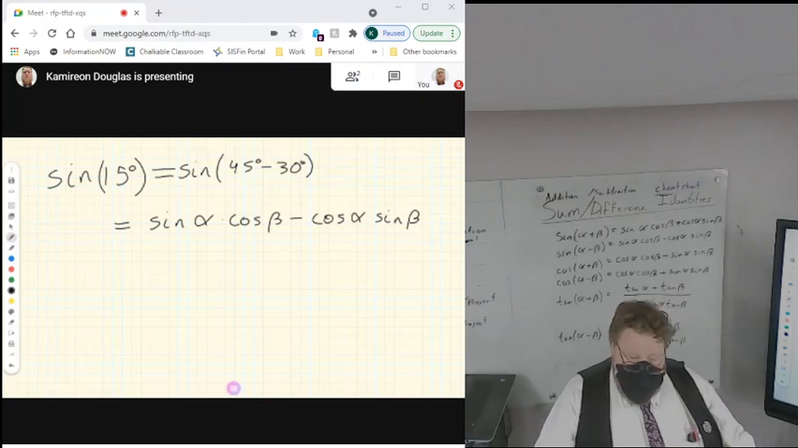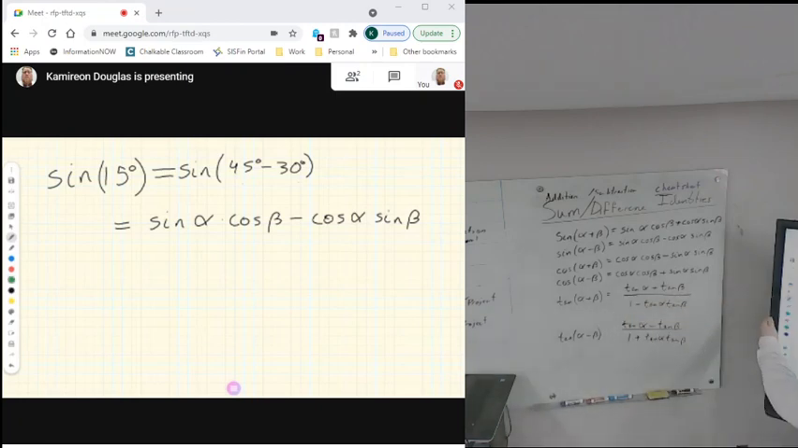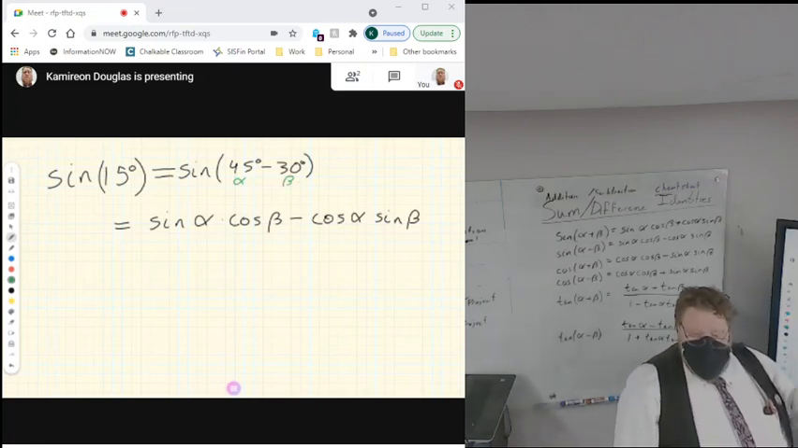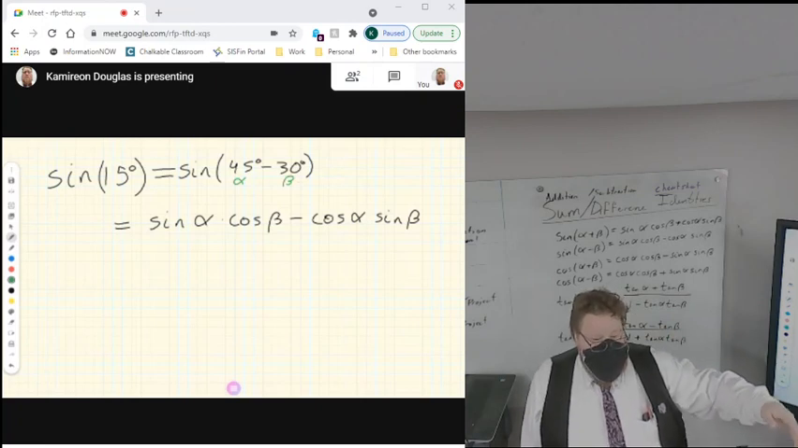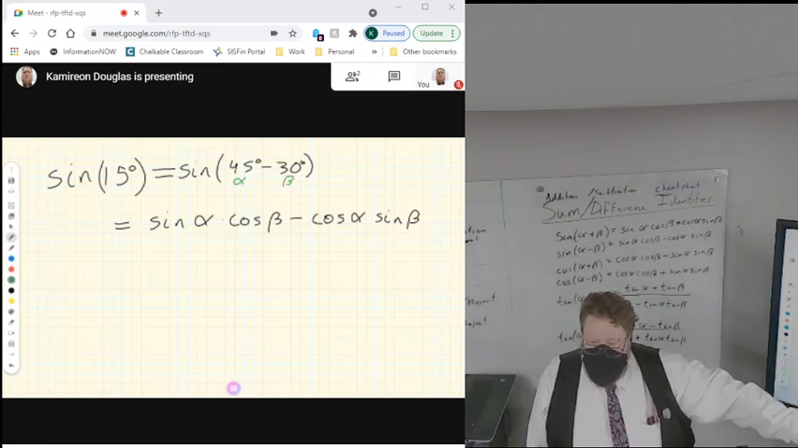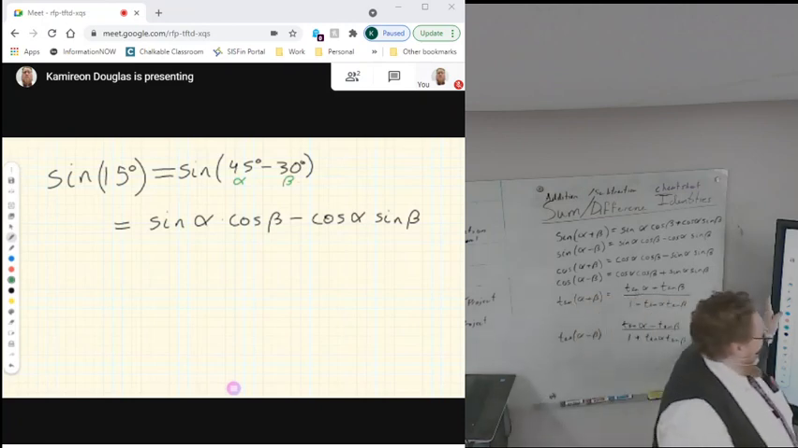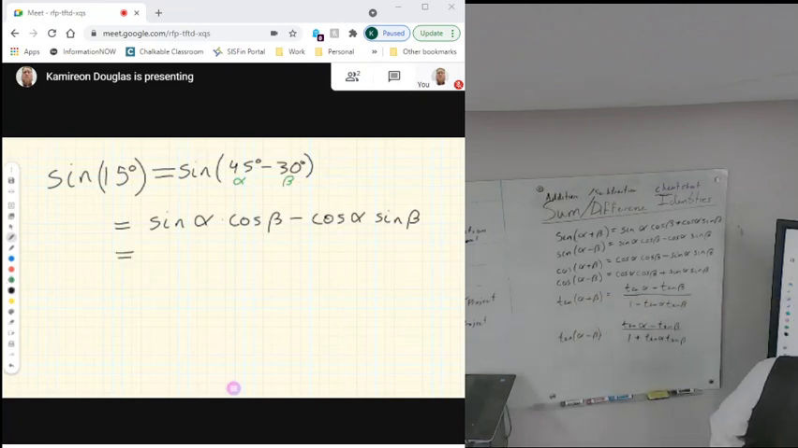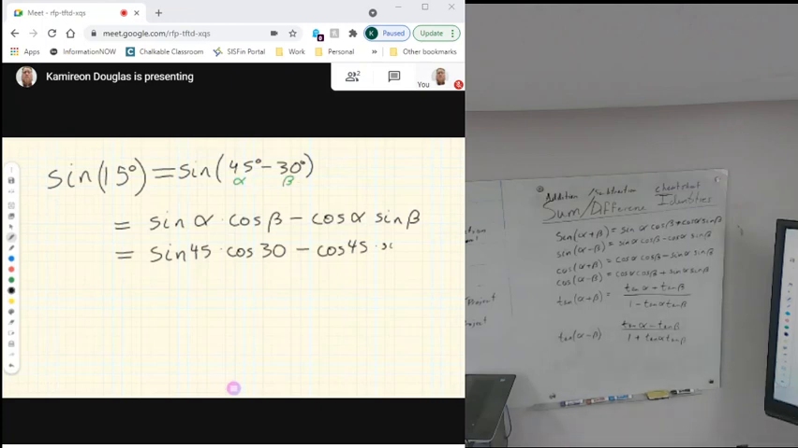Okay, so in this specific example, this one's going to be my alpha, this one's going to be my beta. And remember, those two are on the unit circle, which means when I plug in all these values, I can jump to the unit circle and find all of these answers without a calculator. My formula becomes sine of my alpha value, that is 45, times cosine of my beta value, 30, minus cosine of my alpha value, so cosine of 45, times sine of my beta value, which is 30.